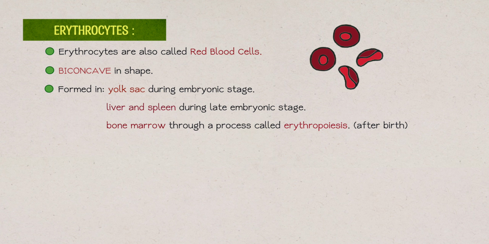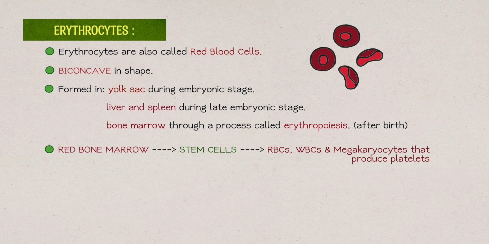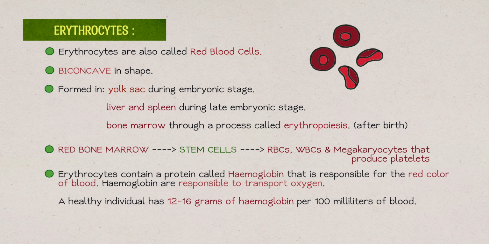As we know, the middle part of a long bone contains yellow bone marrow, and the ends of the bone, known as epiphysis, contain red bone marrow. Red bone marrow contains stem cells, which produce red blood cells, white blood cells, and megakaryocytes, which produce platelets. Erythrocytes contain a protein called hemoglobin that is responsible for the red color of blood. Hemoglobin is responsible for transporting oxygen.